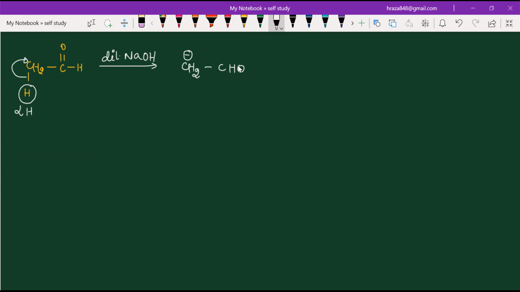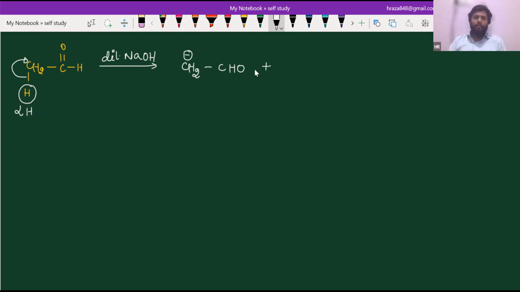Now, in this reaction, we need to take 2 moles of either aldehyde or ketone. So we are going to use another. This is the first mole of ethanal, and we are going to use another mole of ethanal, the second mole.